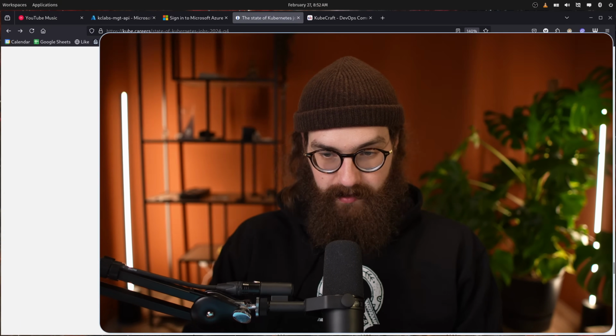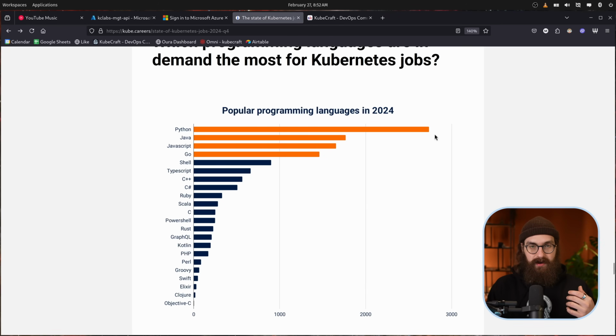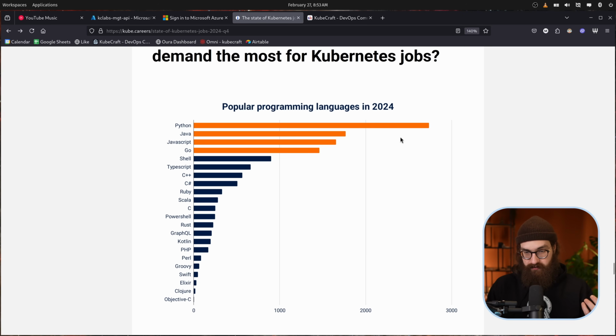So let's check out the programming languages that are popular for Kubernetes jobs. Number one is Python. And as I also advise all of my students, learn Python. It's used everywhere, especially here in Europe. There are very few Go jobs here, but there's tons of Python work. And I have a feeling that Go is more popular in the US. But as you see here, Python is requested almost for every job.